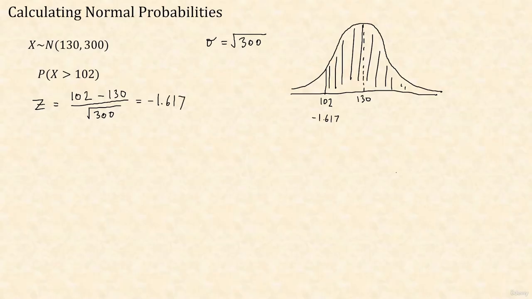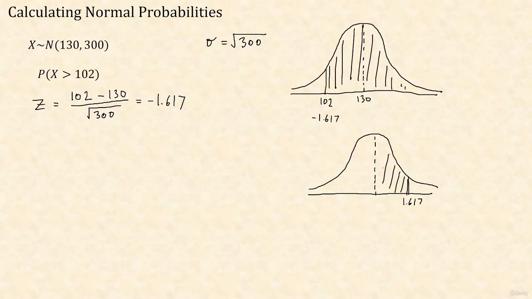So that's minus 1.617. All right, so think about what you want to work out here. You want the probability that z is greater than minus 1.617. By symmetry, that's the same as the probability that z is less than positive 1.617. So all we need to do is work out phi of 1.617.